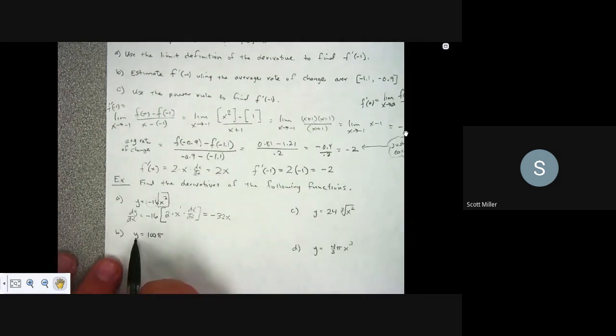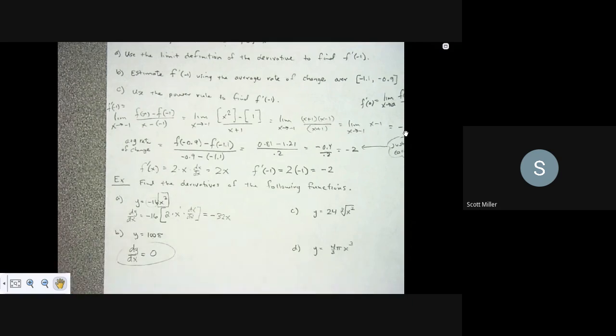For this one right here, again, we have a y, so I can use dy dx. This is 100. This is pi. This is just a constant. Okay? This is just a constant. So the derivative of a constant is 0. We're done. There it is. There were no x values in there. There's no function, so it was just a constant itself.